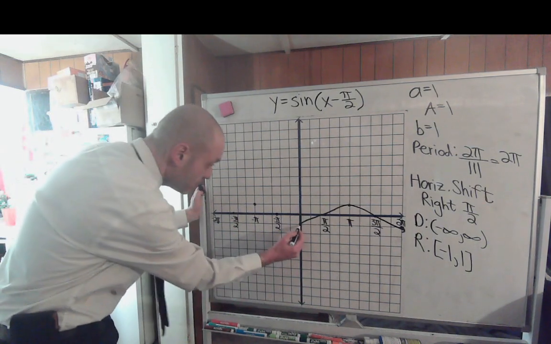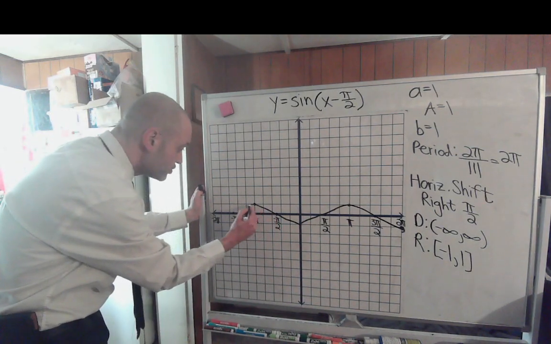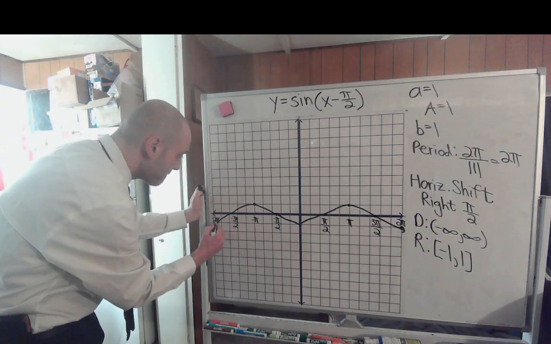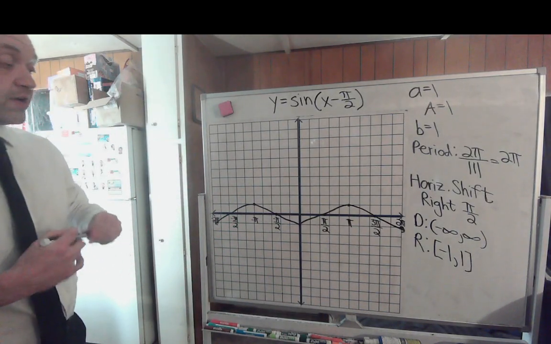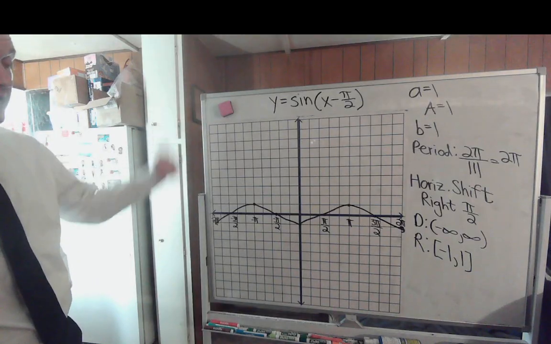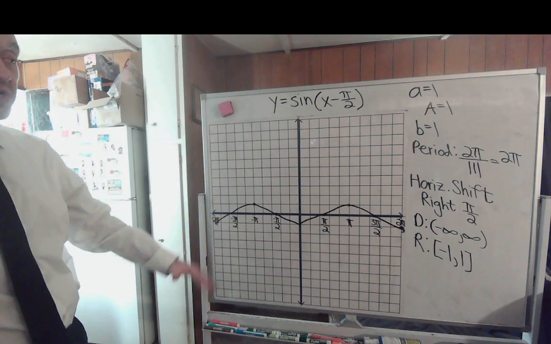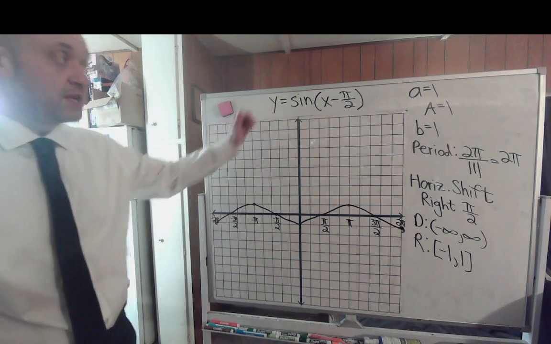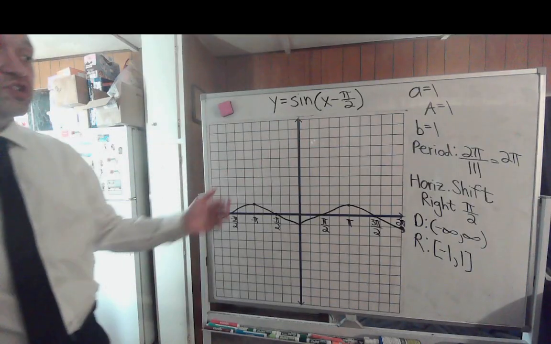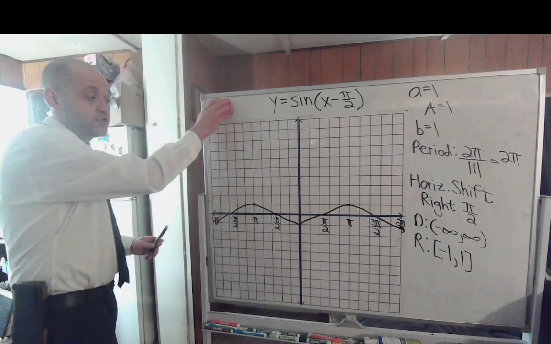So now we can go ahead and graph the whole left branch. And there is your function. It looks like another oddly reflected cosine function more than it does anything, but it's technically still a sine function, just shifted to the right pi over 2 units.